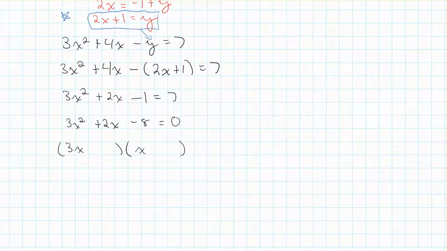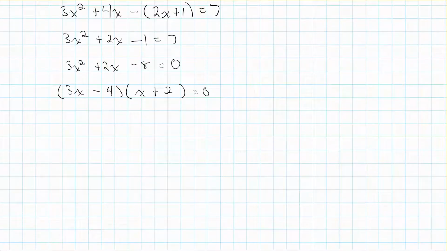And then if we just play around here, we can see if I do plus 2 here, the outside would be plus 6x, and if I do minus 4, it'd be minus 4x, and so, negative 4 times 2 is negative 8, and 6x minus 4x, of course, is 2x, and this is still equal to 0.